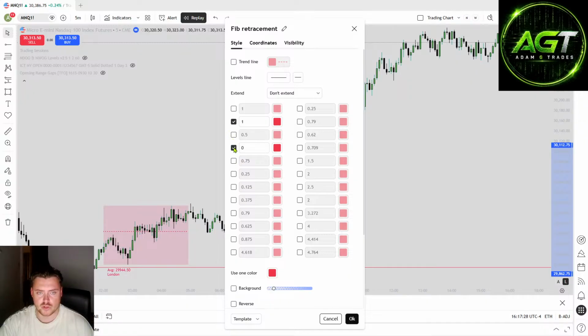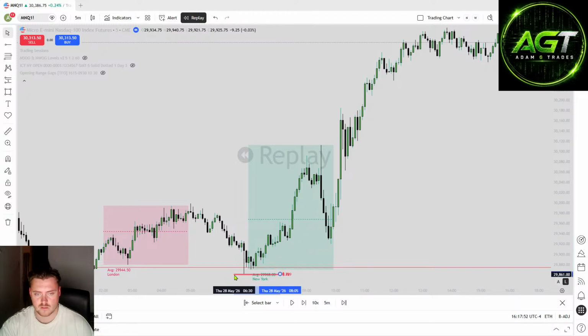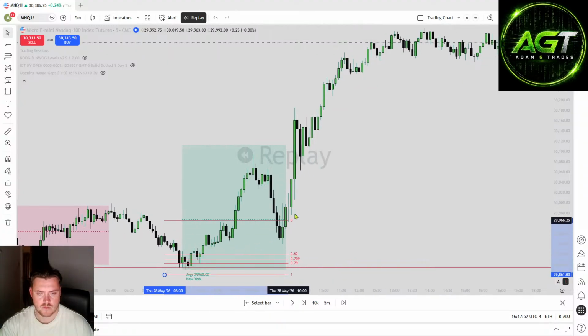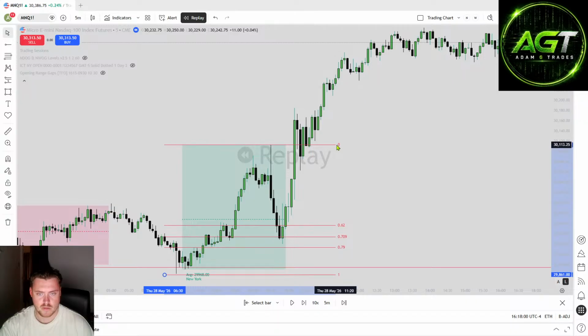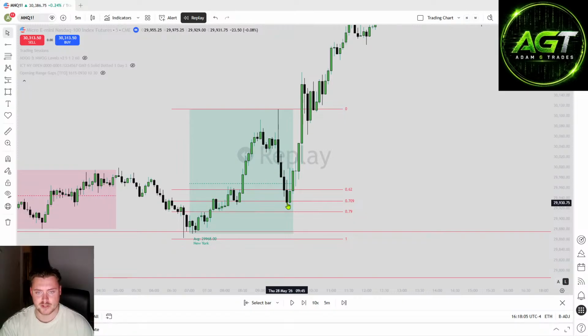Now you want to leave on the one thing, so you've got 3 zones now: the 0.79, 0.62, and optimal trade entry is this one, 0.709. These are key levels within the fib. And I've got these the wrong way around, so you just got to do it like this. Lowest point. It's the highest point. So that's how much we can expect retracement.